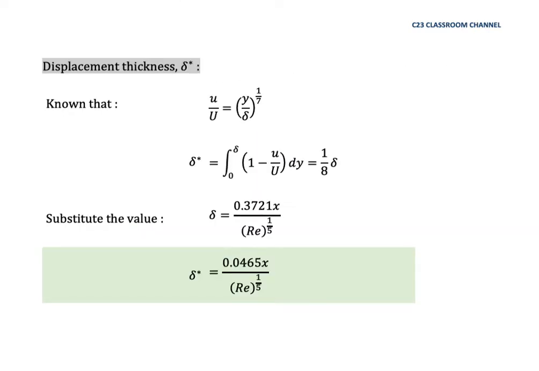And then we could calculate the displacement thickness, delta star. So we have the velocity profile of this one. This is the equation of delta star. So we substitute the value of delta as we get from the previous solution. And then finally the delta star can be solved as 0.0465x over Reynolds number to the power of 1 over 5.